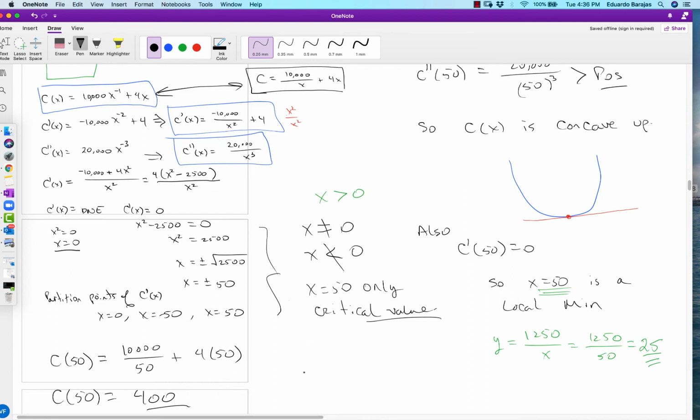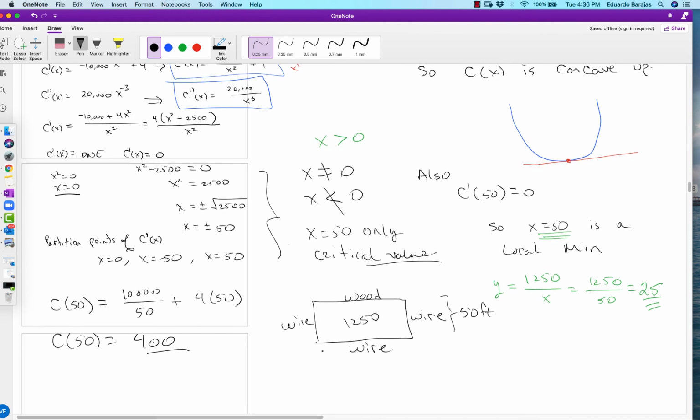This is $400. So we're going to have a rectangle where we have wood on this side, and the rest are wire, wire, and wire. The area trapped inside here will be 1250. We know that this length over here will be 50 feet, and we know that this length over here will be 25 feet. Good. And the total cost to create this garden will be $400.